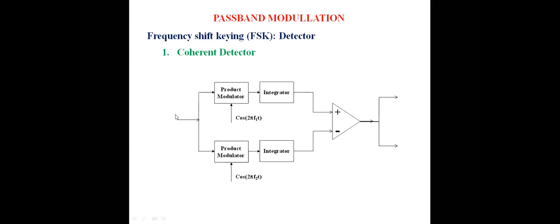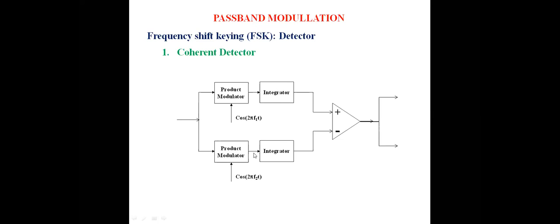If the input signal is an FSK with the frequency F1, then what about the output of the upper product modulator? If input is F1, it is cos 2 pi F1t, and here it is cos 2 pi F1t. So when these two are multiplied, the output will have cos square, which can be represented as a constant and a high frequency term. This constant term will be passed by the integrator and the high frequency term will be removed by the integrator. So the output of this integrator will have only a constant, a positive constant.